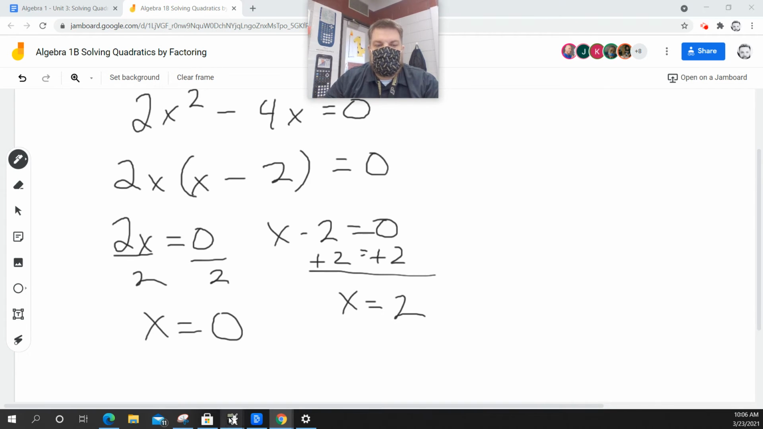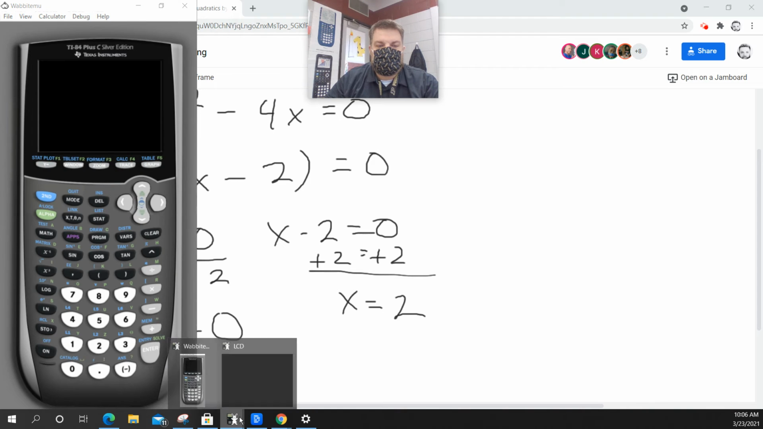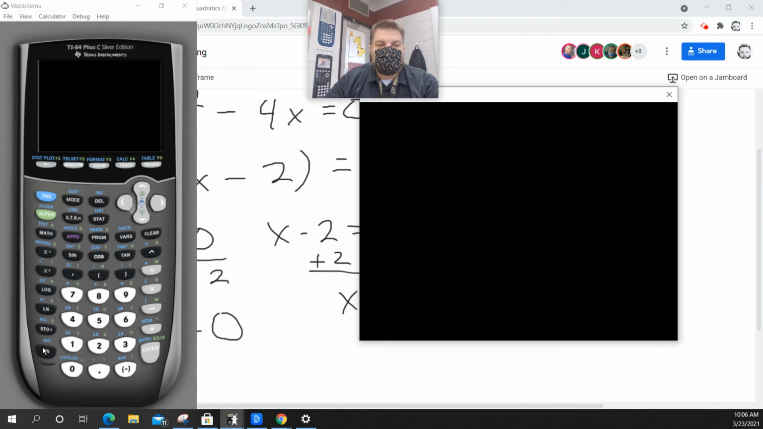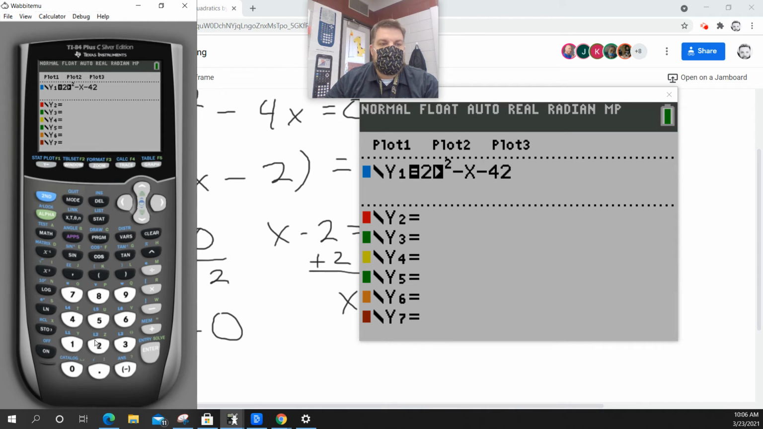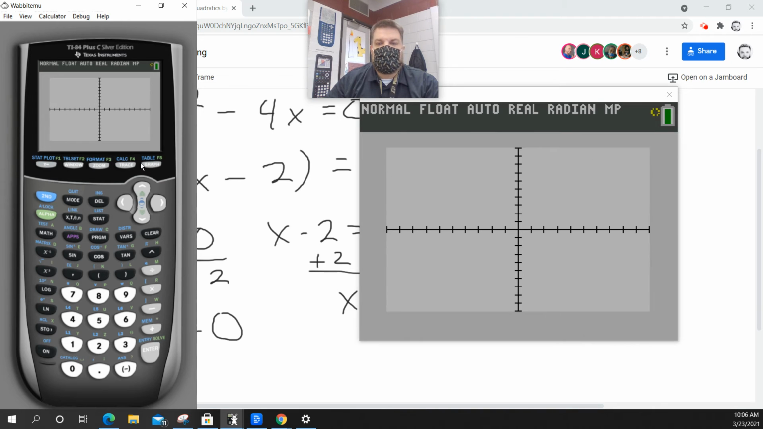Pull out my handy-dandy calculator, and I graph it. So I'm going to say 2x squared. Let's clear the whole thing out. 2x squared minus 4x. Graph it. X equals 0 is the origin, and x equals 2. Yeah, that's right.